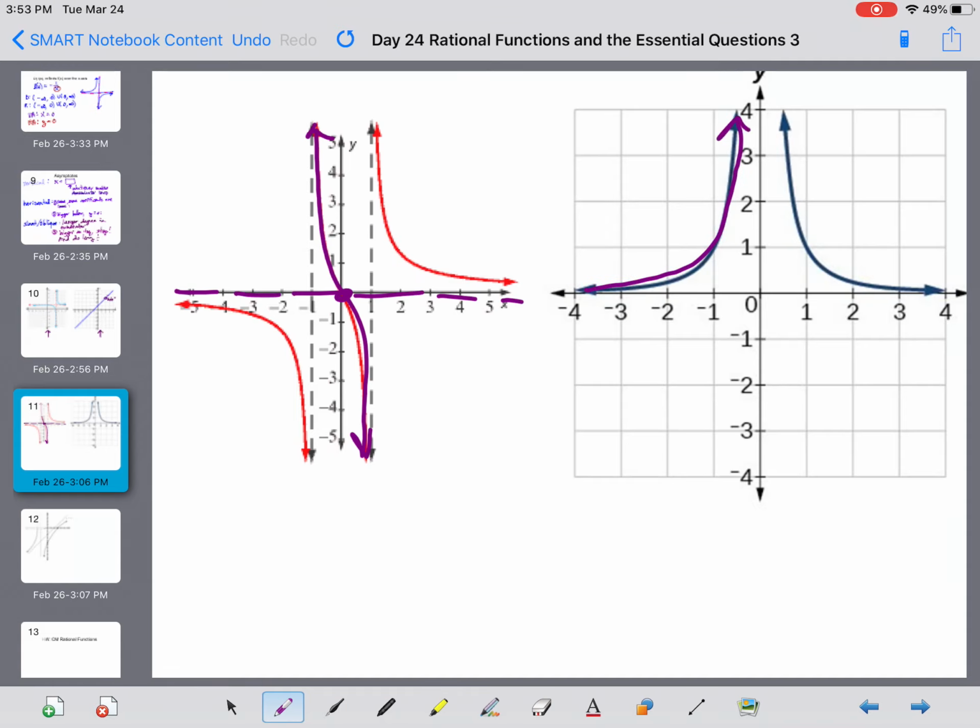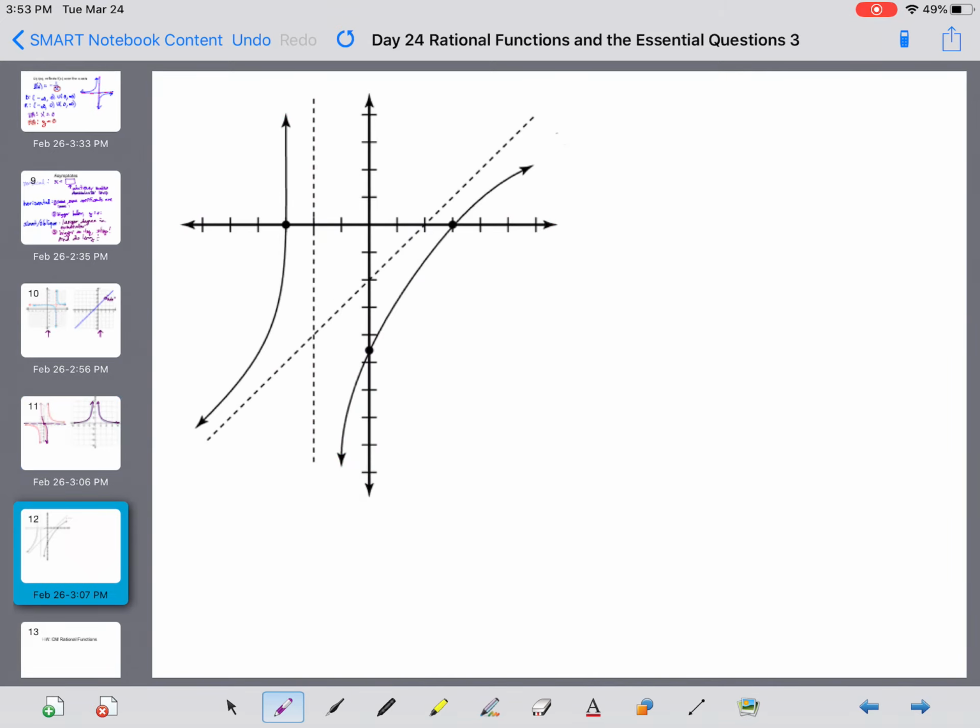This next one is just another kind of funky looking one, just to show you that sometimes the pieces of your graph might be going in the same direction. Both of those pieces, as x approaches 0, are going off to positive infinity. And then this one right here would be an example of having a slant or an oblique asymptote. You can see the vertical asymptote here at x equals -2, but this one is not horizontal. It's actually a slant asymptote, so it's following some kind of line.